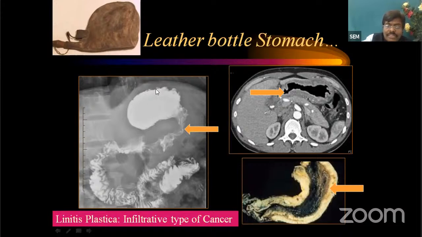See, only the fundus of the stomach is filled with barium. The rest of the body and antrum are all contracted, not able to distend. So this is the classical infiltrative type of cancer.